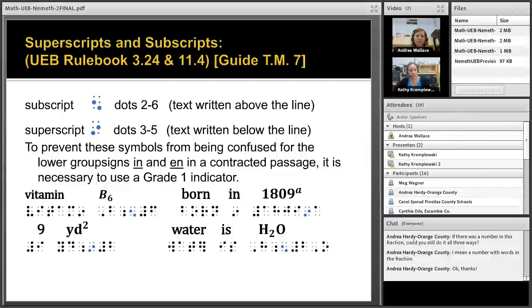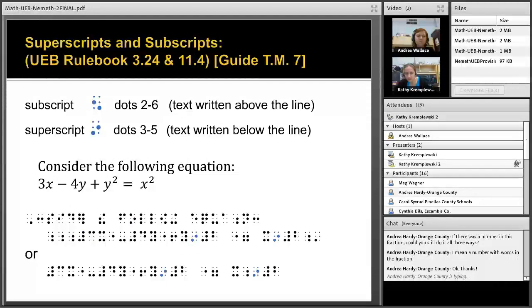All right, then we got 9 yards squared. You've got the YD, the grade 1 symbol indicator, superscript, and then number 2. And water is H2O. Capital H, grade 1 word symbol indicator, number sign 2, and then capital O, just like it's in print. I see someone typing.